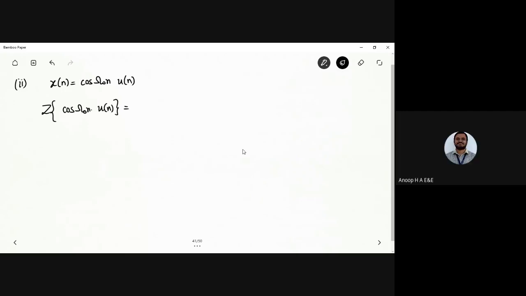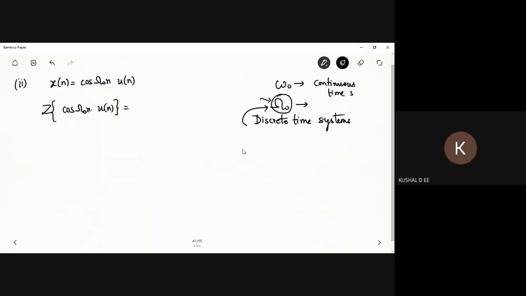Excuse me, sir. Yeah, go ahead. Sir, is it omega naught or om naught? Omega naught. That's a nice question he has asked. For a continuous time signal, it is omega naught. In a discrete time system it is represented as om naught, but while expressing it I can write it as omega naught. So this one is for the continuous time system, and this one is for the discrete time system. I hope I have answered your doubt. Yes, sir. Okay, then. Thank you.